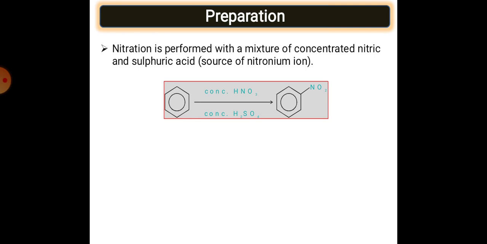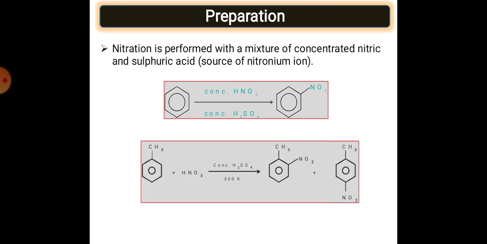Basically, the nitrating mixture, that is HNO3 and H2SO4 mixed together, gives the nitronium ion, and the nitronium ion is an electron deficient species. It combines with benzene and results in the formation of nitrobenzene. That whole process is called the nitration process. Nitration is an example of aromatic electrophilic substitution reaction, that is AESR.